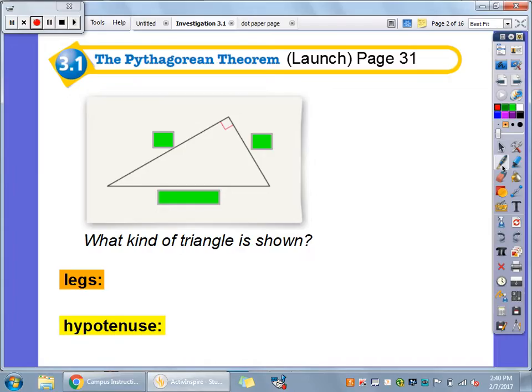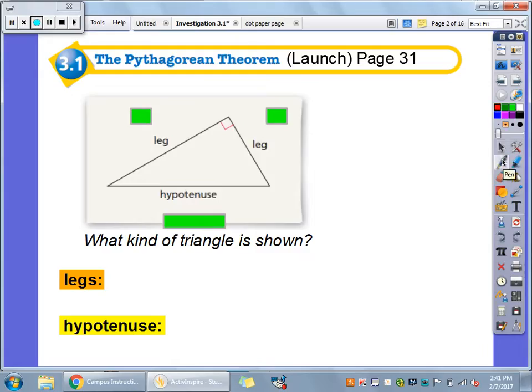And so if you look at this, we want you to understand that a right triangle has three sides. Two of those sides are called legs, and the third side is called the hypotenuse. So just by looking at the green figures, you should be able to figure out that these two pieces are the legs, and this one is the hypotenuse.